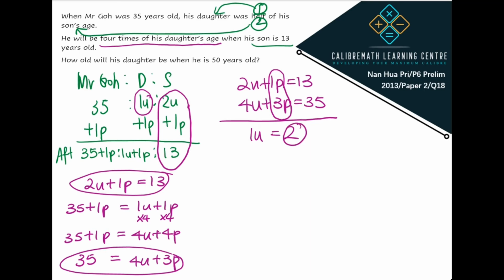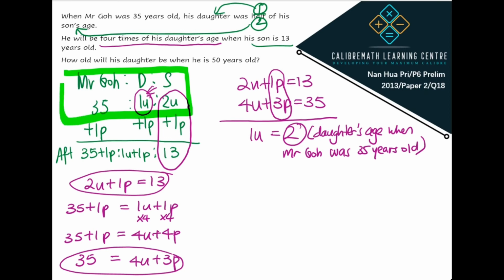Now what does this 2 here represent? Now this 2 here represents the daughter's age when Mr. Goh was 35 years old, because this is the 1 unit over here. So we can indicate that this is the daughter's age when Mr. Goh was 35 years old.